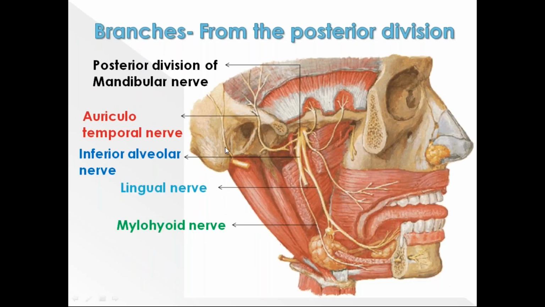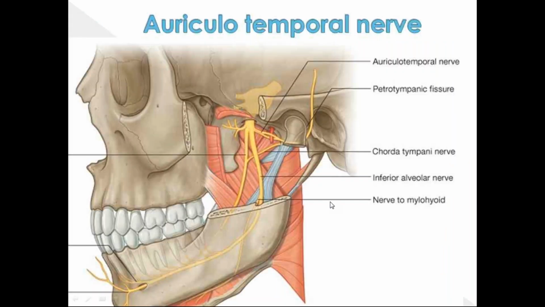Okay, so just see in this picture once again to orient. This is the anterior division and this is the posterior division. You can see the auriculotemporal nerve arises as 2 roots, and you can see the inferior alveolar nerve and this is the lingual nerve. The inferior alveolar nerve gives a small motor branch. That branch is called the mylohyoid nerve. Okay, so we'll go on to the next nerve, the auriculotemporal nerve.